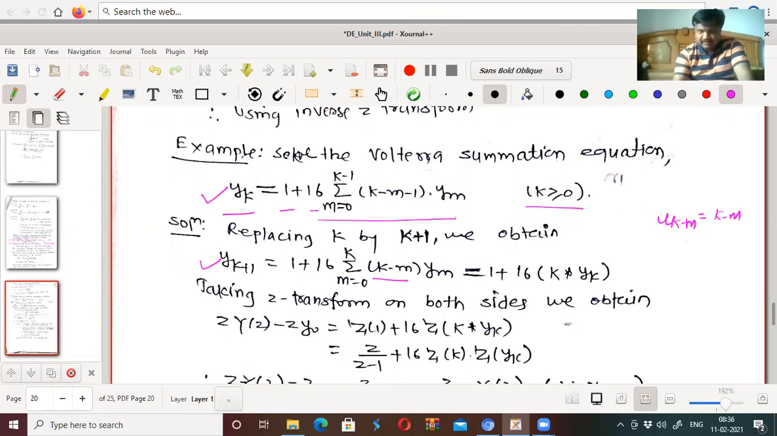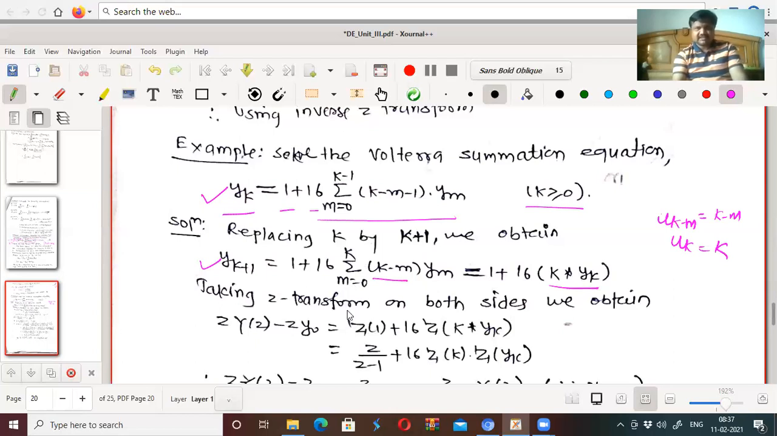So what will be u k? u k becomes k only. And this term becomes u k minus m into y m, and it is a summation from 0 to k. Therefore, it is a convolution of k and y k. So 1 plus 16 times the convolution of k and y k.